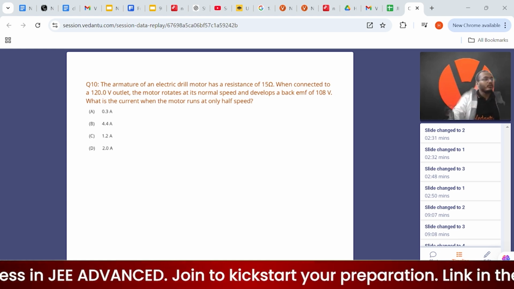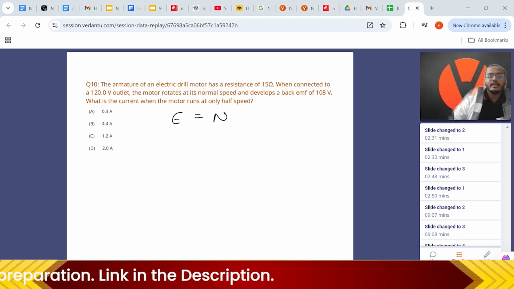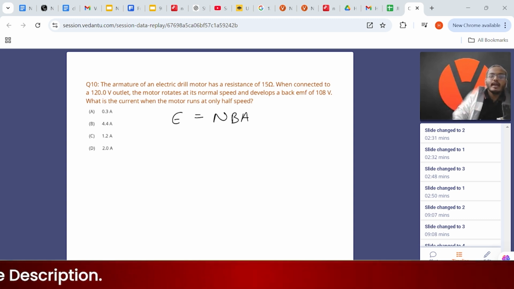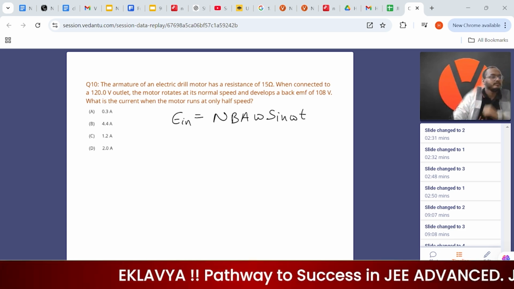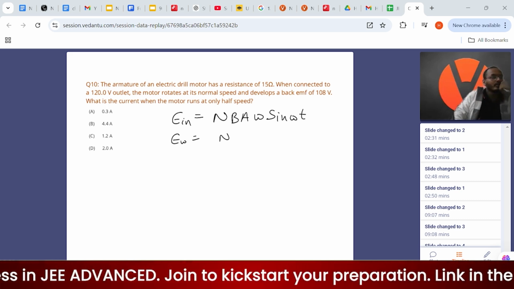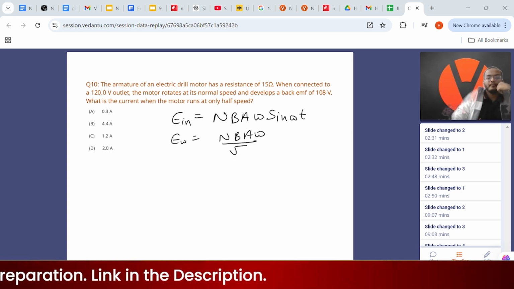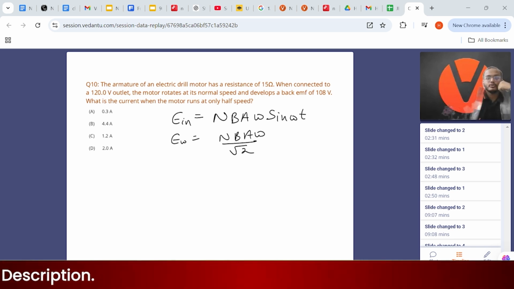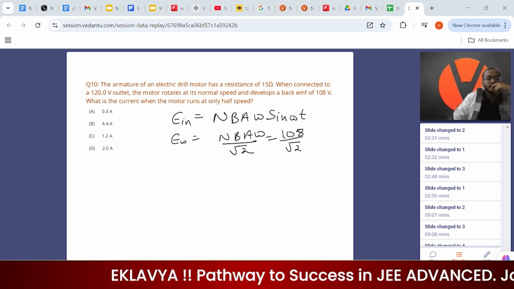Now, first of all, we know that the EMF will be equal to NBA omega sine omega t. Then the RMS value will be equal to NBA omega by root 2. It will be equal to 108 upon root 2.